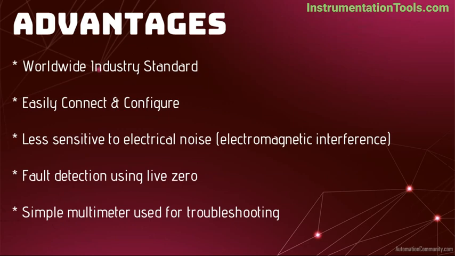Now 4 to 20 mA signals are being used everywhere. It's a standard signal choice for industrial users. It makes the installation and configuration very easy. External disturbances are very less. With the help of live zero, we can easily detect the faults. We do not need any complex equipment for troubleshooting these signals, a simple multimeter will do the job.